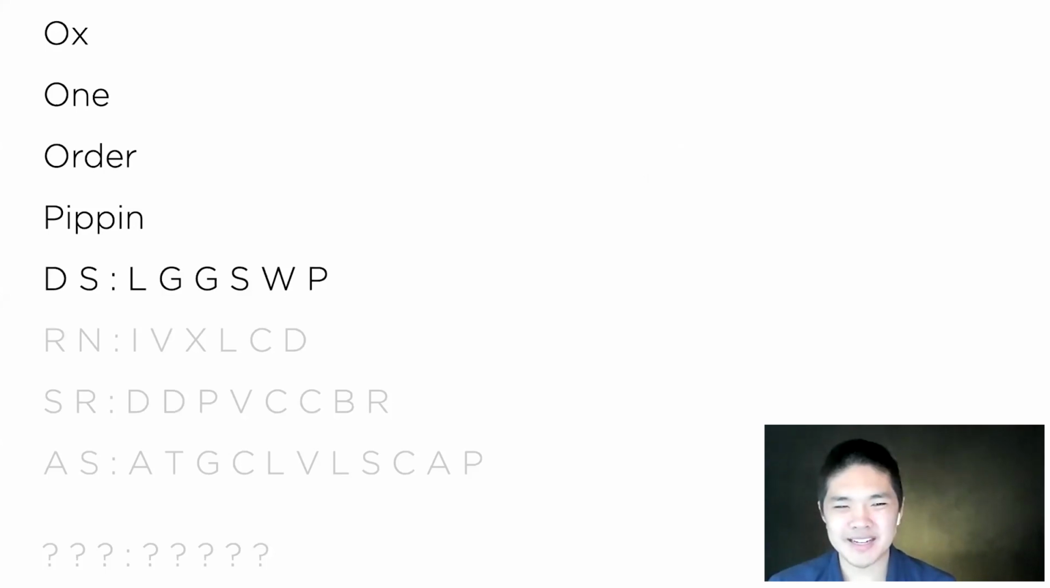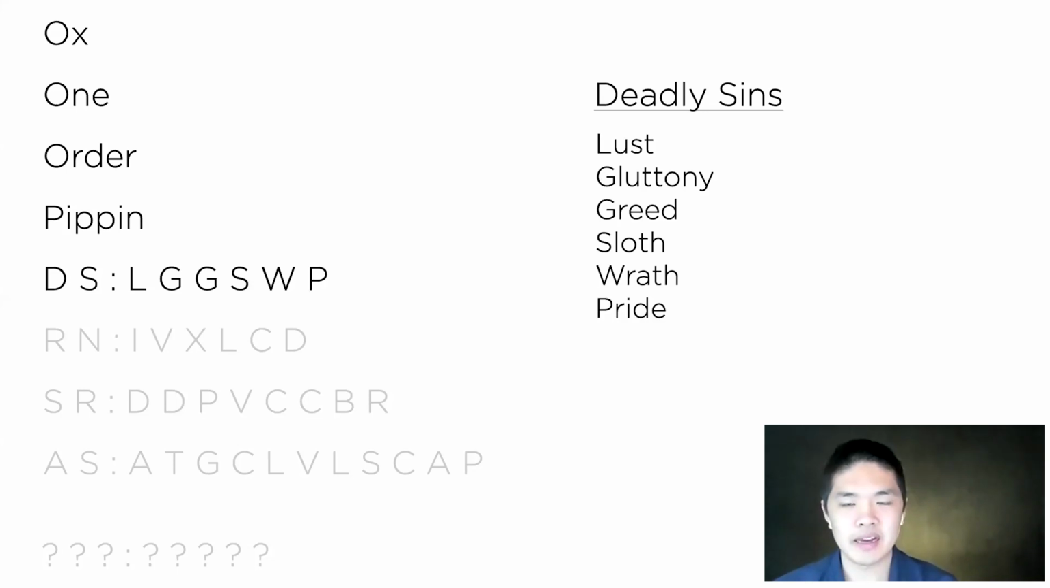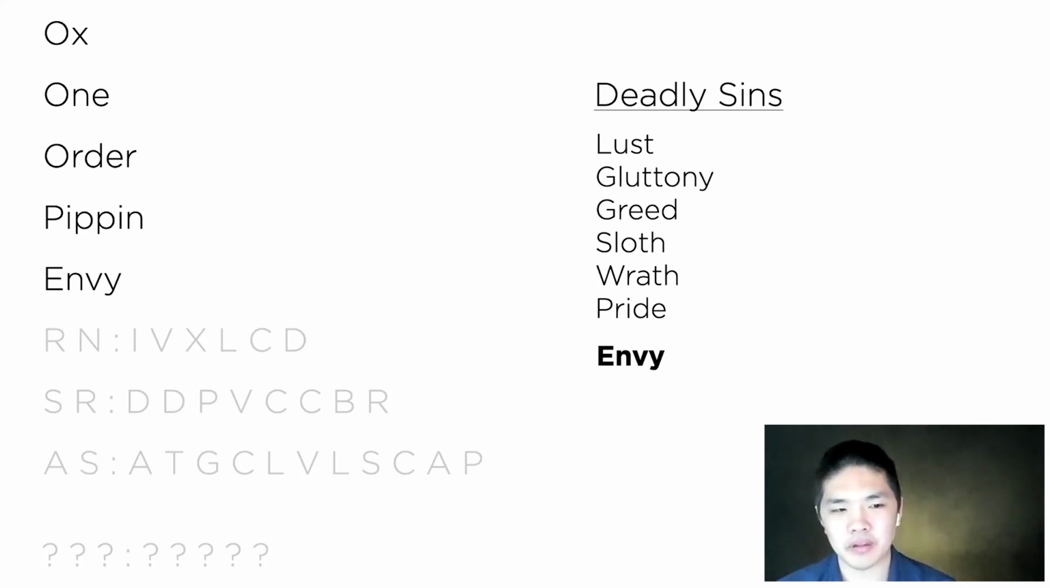Then we went on to DS, followed by 6 elements. Well, DS here could stand for, for example, deadly sins. And we know there are 7 deadly sins, but we only gave you 6 of them. And the missing deadly sin, the 7th deadly sin that we did not give you, was envy. So envy was the missing element from that set.